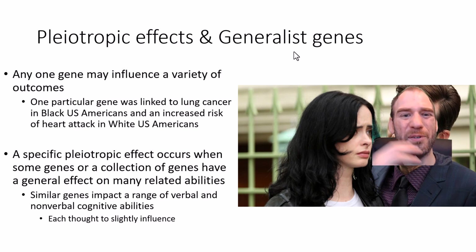This can also be interpreted through this generalist approach. The idea here is that pleiotropic effects impact a broad range, or a general effect, of interrelated abilities. Like before, we had these two negative developmental outcomes related to cancer or heart attack. Here you can also have collections of genes impacting a range of abilities, for example, verbal and nonverbal cognitive abilities.